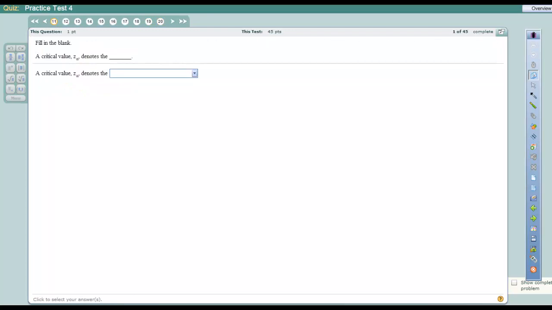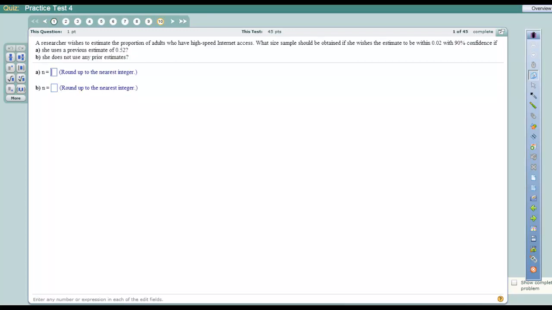Did I skip one? All right, it's basically the same thing again about the sample size. All right. And they give you one where we don't have any previous estimates, and then the second one where they give us an estimate.